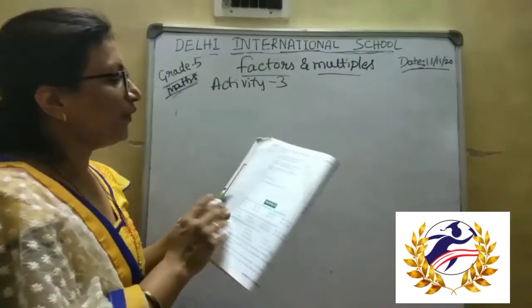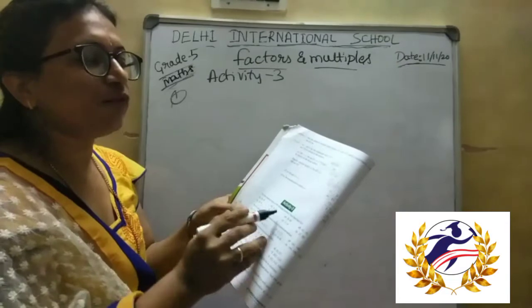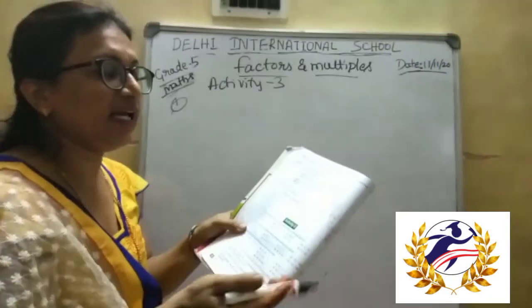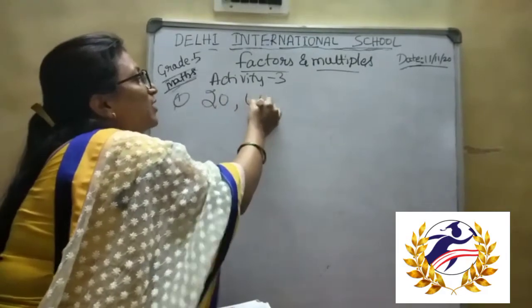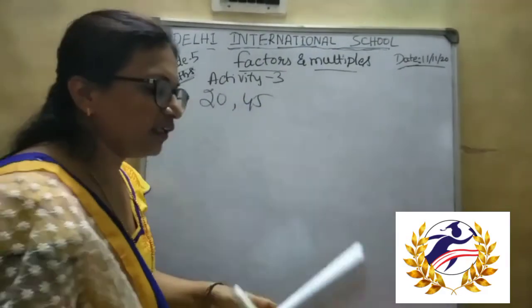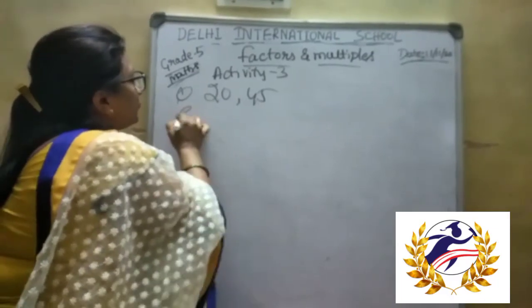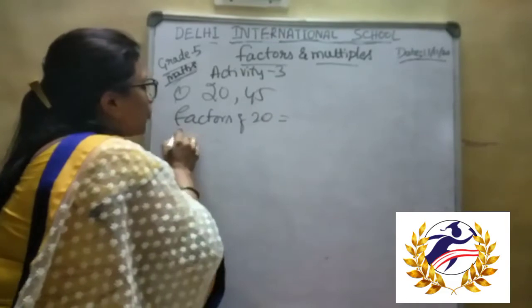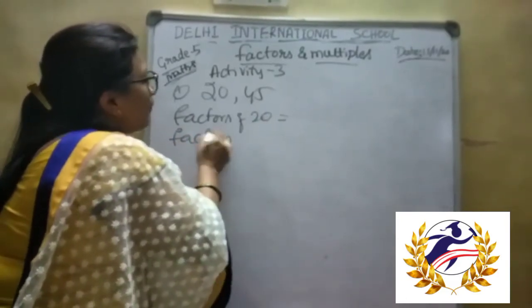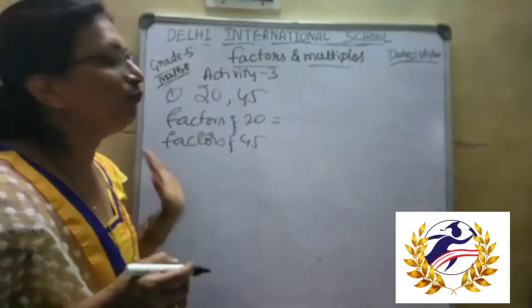The first main. If you see the first main, find the common factors of the following numbers, then find their HCF. First we need to find out the common factors and then we need to find their HCF. So common factors of 20 and 45. First we need to write factors of 20 and then factors of 45. First we have to write the factors of both.